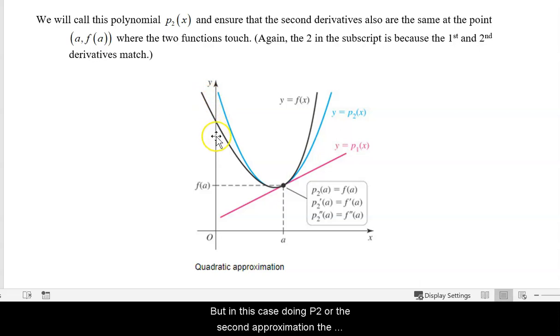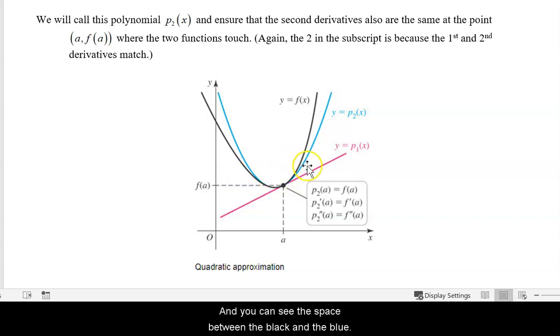But in this case, doing P2, or the second approximation, the quadratic one, guarantees that the quadratic is also concave up, just as the black curve was originally concave up. This will give us a better approximation. If you look at the graph here, you can see that the red line is peeling away from the black, and you can see space between them much sooner than the blue quadratic equation peels away from the black curve.